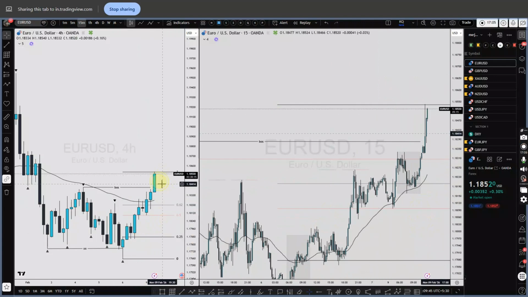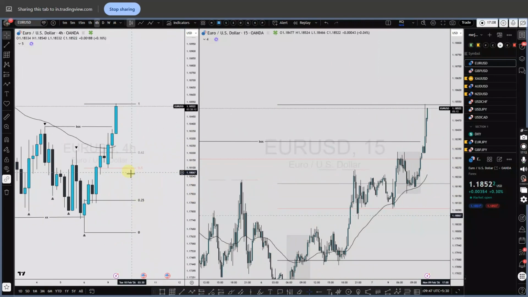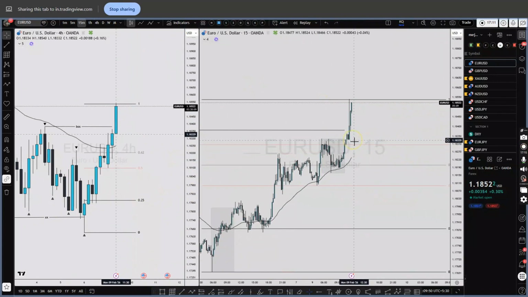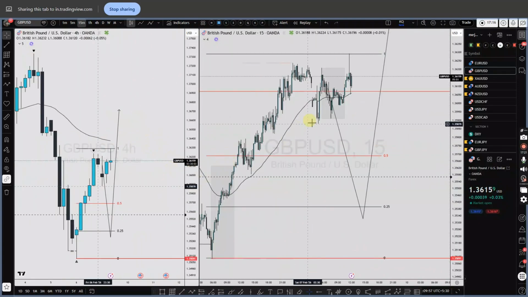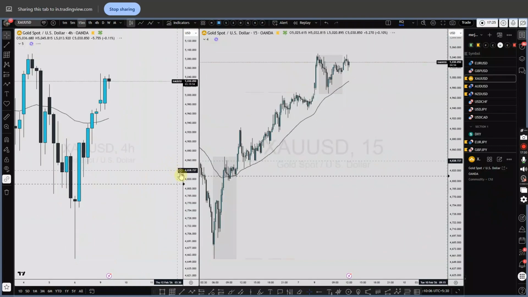Euro USD, we are currently at a premium market. We're waiting for a deeper correction to a discounted price so that we can start looking for longs. This was the last breakout structure towards upside, and we're currently trading above 50 EMA. GBP USD, same story. I'm waiting for a deeper correction in 4-hour below the equilibrium of 38.2 so that I can start looking for longs.